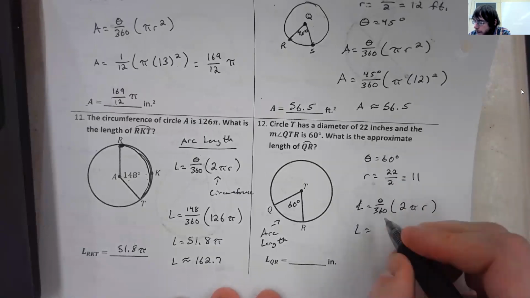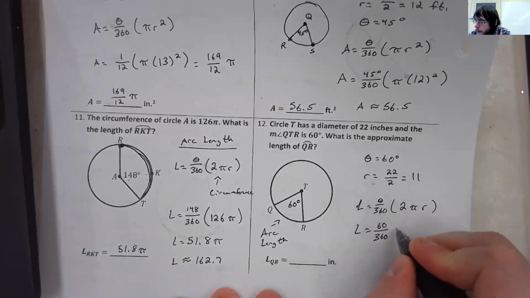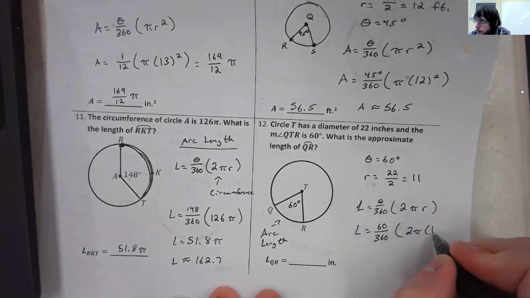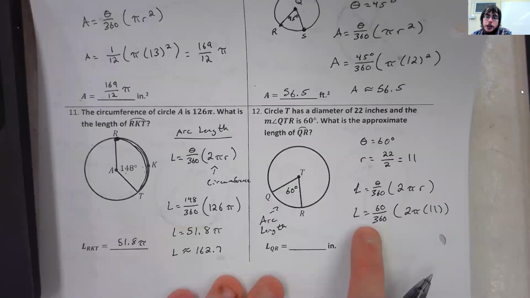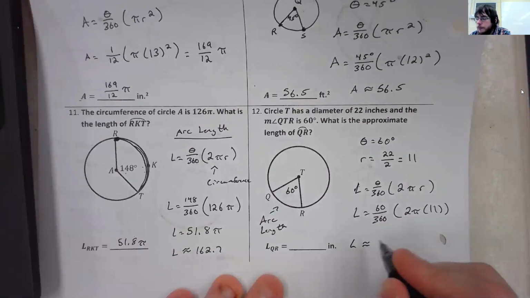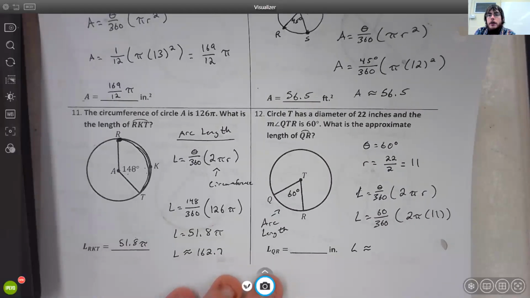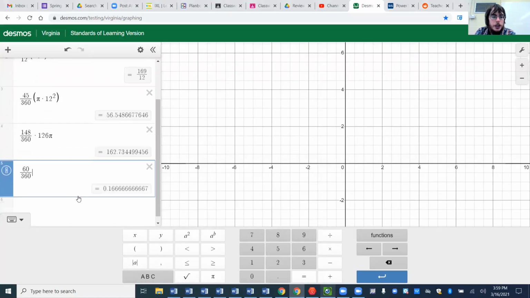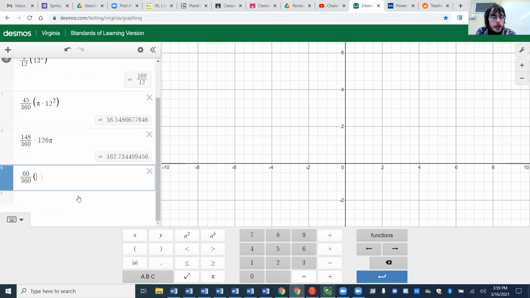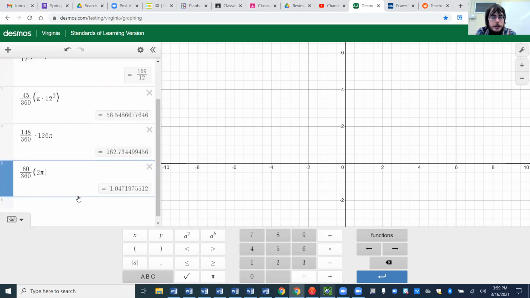So our arc length formula is theta over 360 times 2 pi r. That means we're going to have 60 over 360 times 2 times pi times 11. And it wants the approximate length, so you can just plug all that into the calculator. So we're going to do that right now. And you get 60 over 360 times 2 pi times 11. And your approximate arc length, rounded to the nearest tenth, would be 11.5.